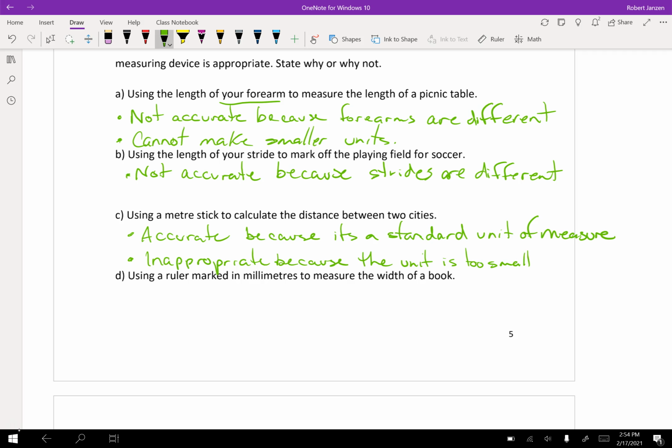D: using a ruler marked in millimeters to measure the width of a book. Yeah, I think that's going to be accurate. We're using a standard unit of measurement. And I think that's also appropriate. Makes sense.